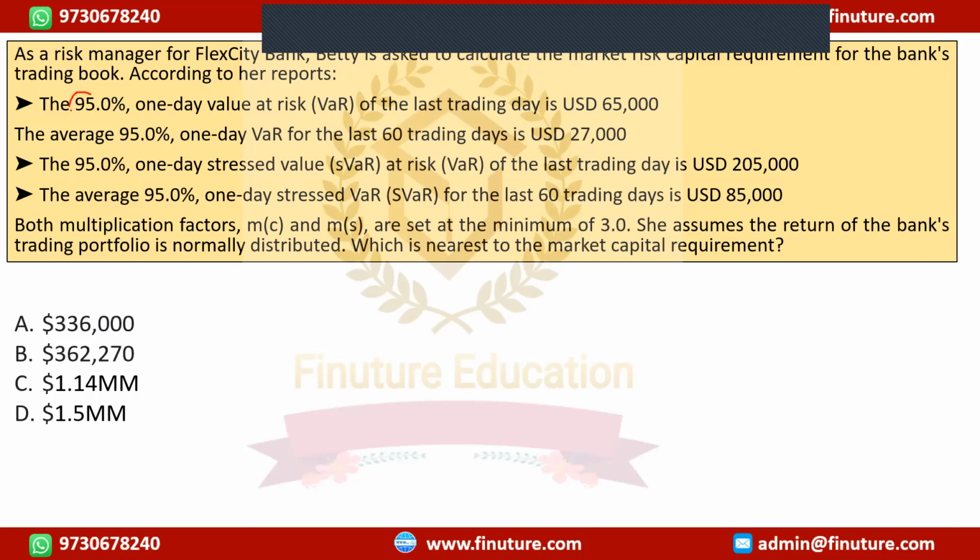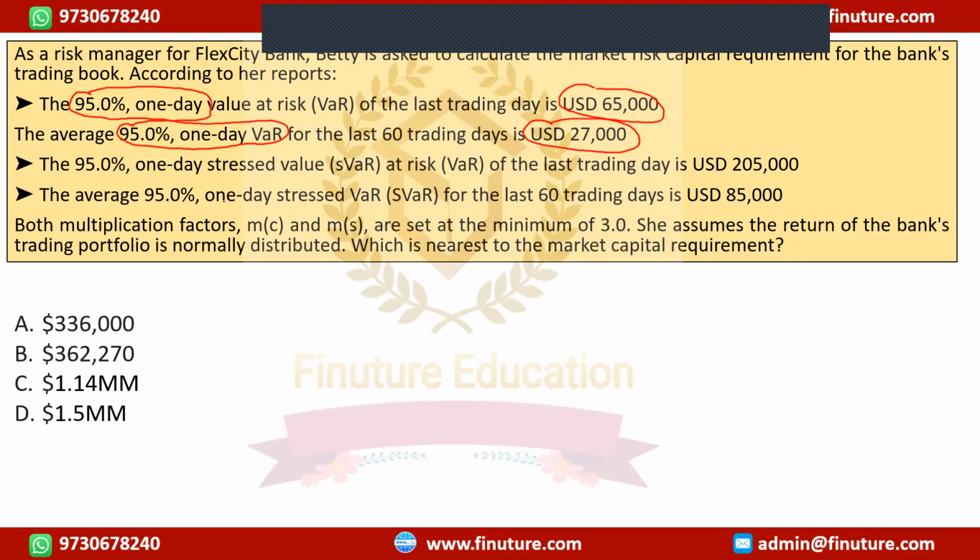The given detail is the 95% one-day VaR, which is $65,000, and the average for the 95% one-day VaR. Again, it's 95% and one day. Why I am emphasizing these details will become clear when I walk you through the formula. When we need a 60-day average, that's perfectly fine, no trap on that. And it's 27,000.